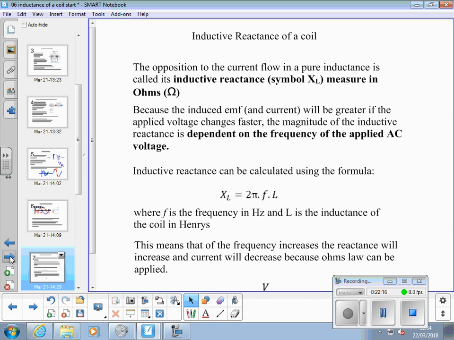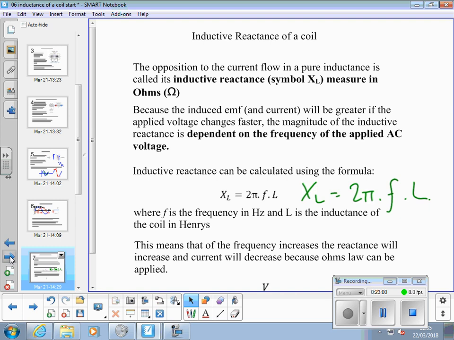Think about it. I said if we move the magnet faster, the field cuts faster, we get more voltage. So if we increase the AC frequency from 50 Hertz upwards, that suggests we make the magnetism change quicker, so we're going to get more induced voltage. This X is a quantity that will vary with frequency. And we can calculate it using the formula XL equals 2 pi times F, the frequency in Hertz, times L, the inductance in Henries.